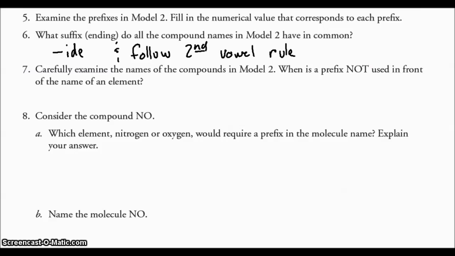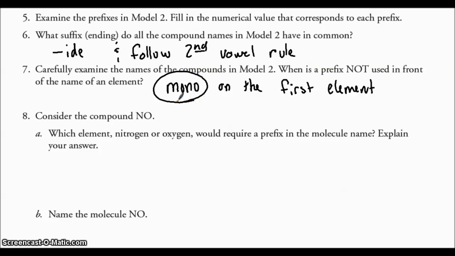Let's write our answer to number 7 now. So we examined it. We found that the only time a prefix is not used is mono on the first element. It can be used on the second element, it just can't be used on the first element. Di can be used on the first element, tri, all the other prefixes, the only one is mono. Mono is the only one that we will not use on the first element. So let's move on to number 8.